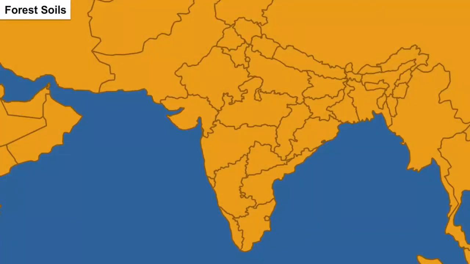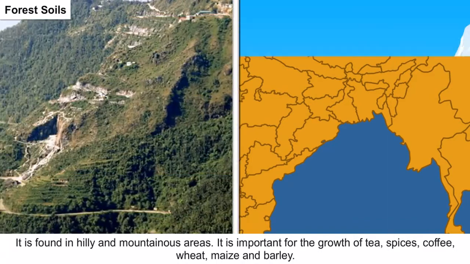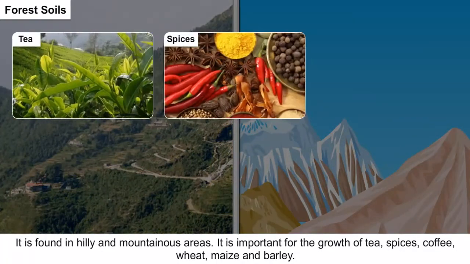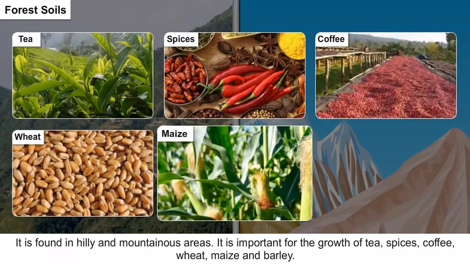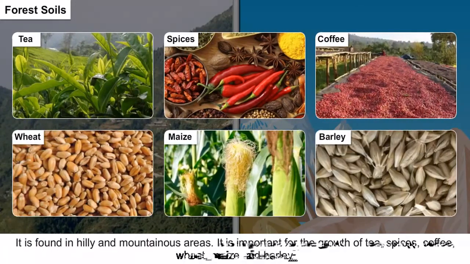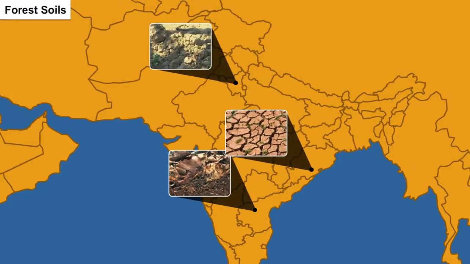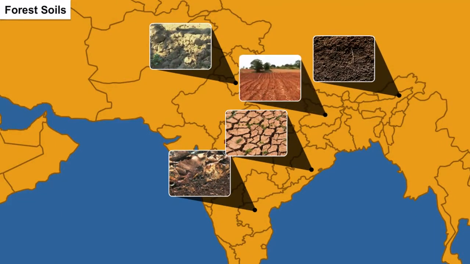Forest soils. It is found in hilly and mountainous areas. It is important for the growth of tea, spices, coffee, wheat, maize and barley. Here is the Indian map which depicts the presence of different types of soils.